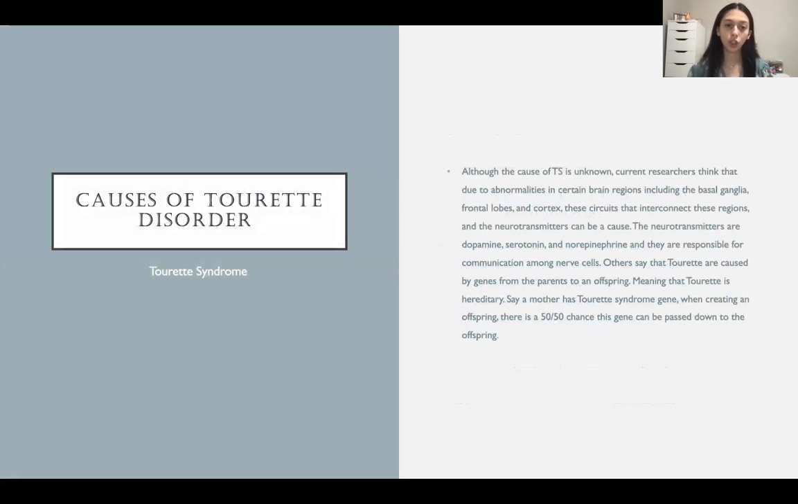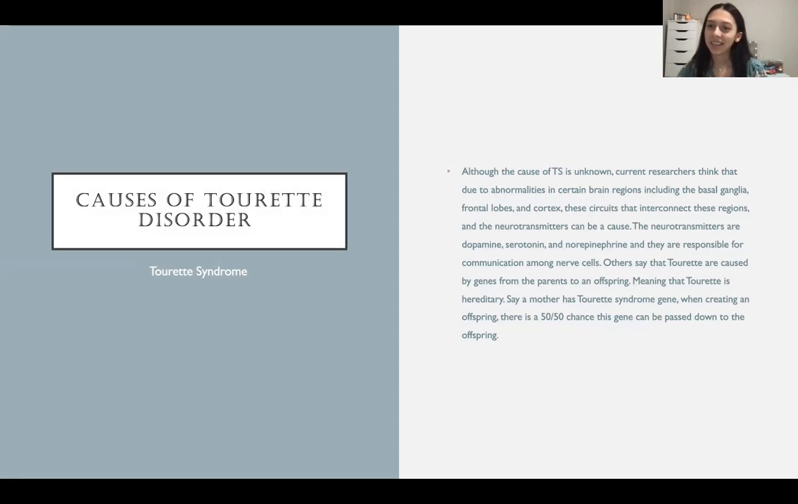Cause of Tourette disorder. Although the cause is still unknown, current researchers think that abnormalities in certain brain regions, including the basal ganglia, the frontal lobes, and the cortex, all of which have circuits that interconnect with these regions, and the neurotransmitters can be a cause.